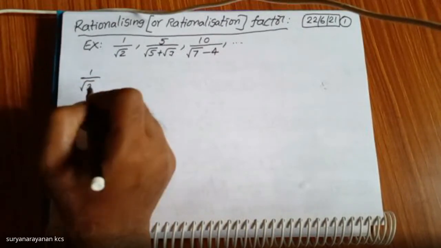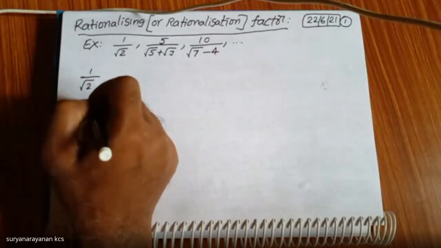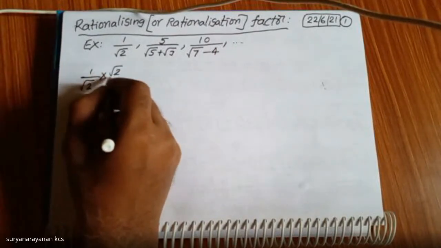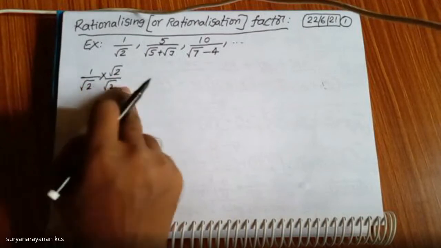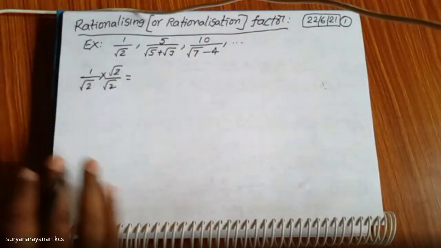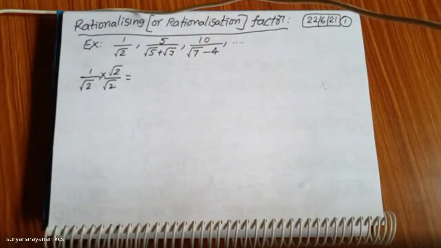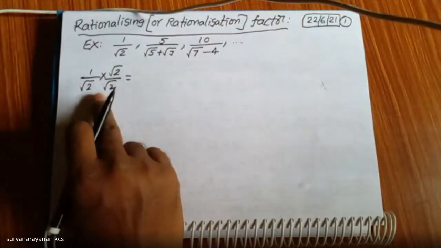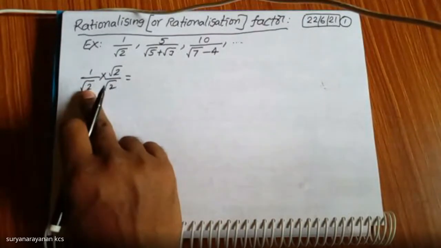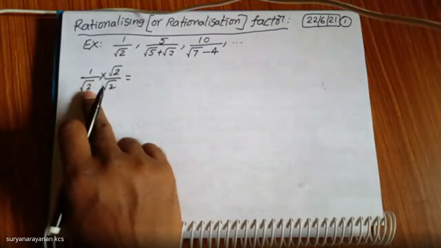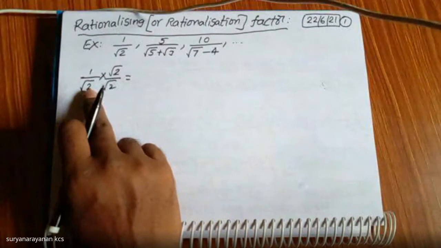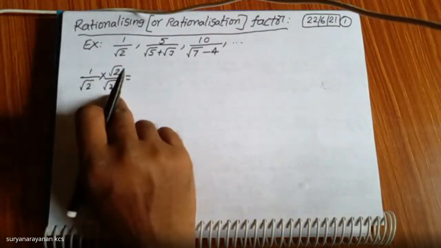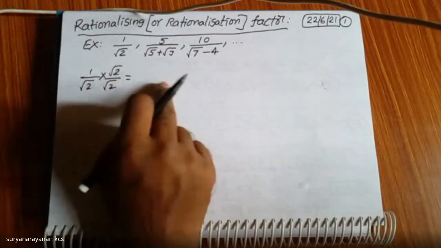If you multiply and divide the fraction by root 2, then please listen to these examples, my dear children. You can understand what is meant by rationalization factor. In the denominator, root 2 is there. We are making the denominator a rational number by multiplying this fraction, numerator and denominator, by root 2. Then what happens? What will happen?